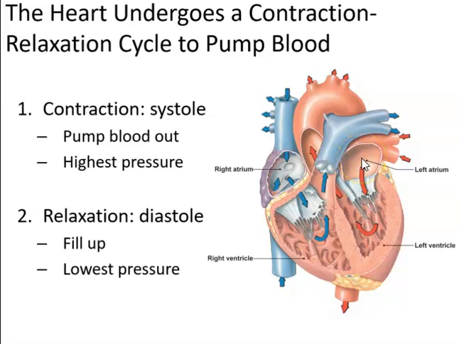Again, this is just another atrioventricular valve where blood will pass. This is the bicuspid or mitral valve. So from the left atrium through the bicuspid or mitral valve, blood will enter the left ventricle.